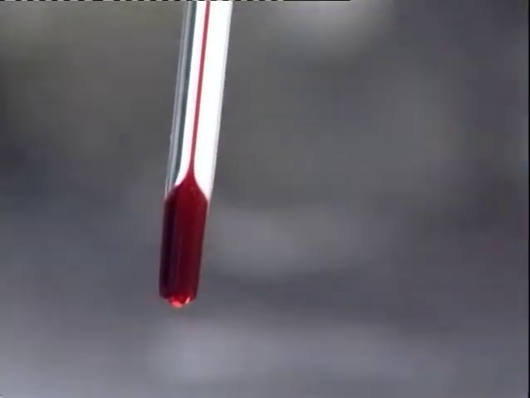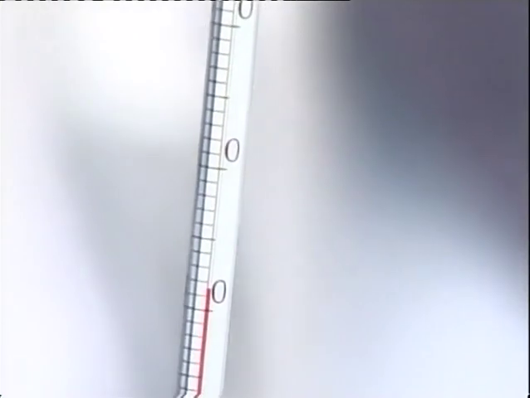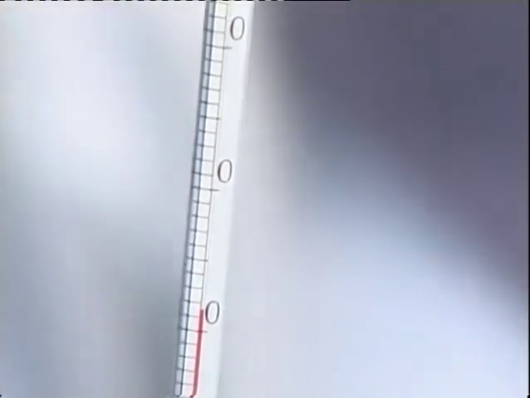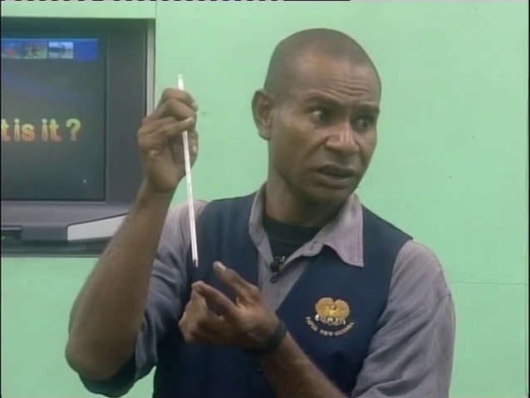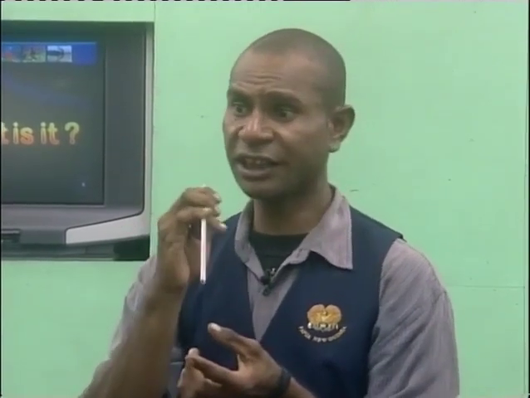Hold up your thermometer again and let me see. The bottom part of the thermometer where all the liquid is, where all the alcohol is, the red one. Show it to your friends. Where all the red liquid is, at the base, hold your thermometer slightly tilted.